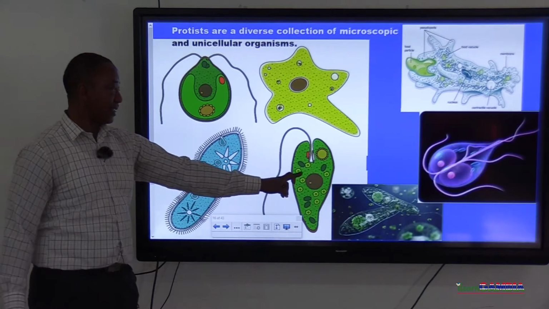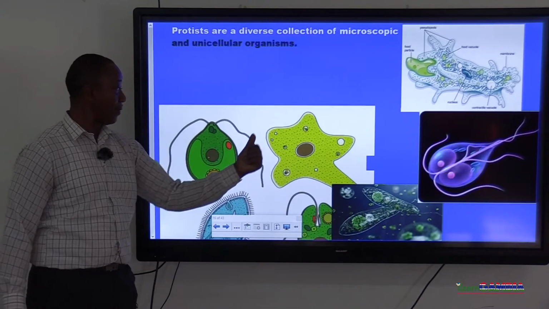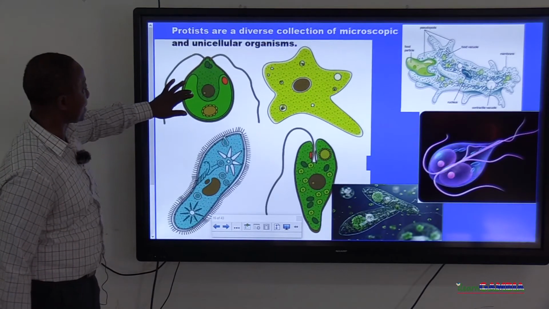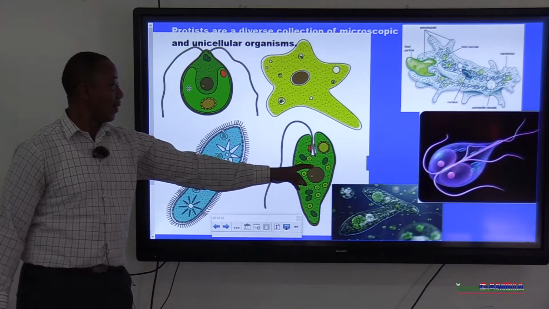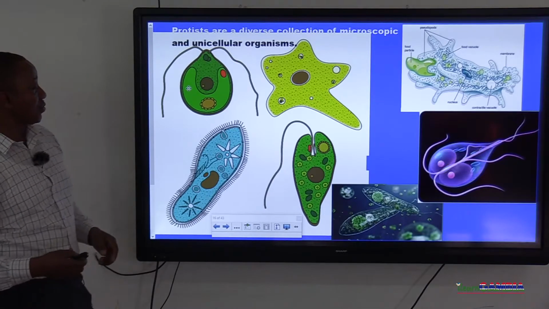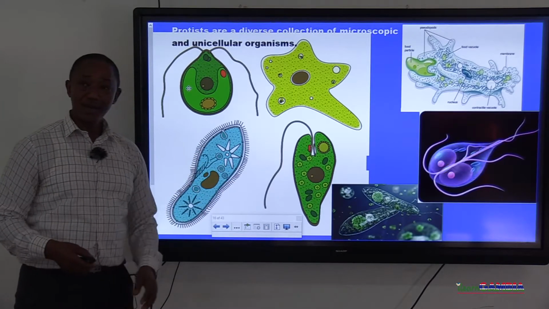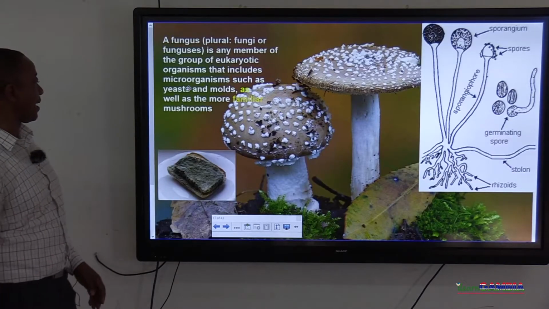But this one is very interesting because it has animal characteristics, like having a whip here so that it can move in water, and it's also able to digest or take in food and break it down. But also, in the absence of food, so long as there's sunlight, it's capable of making food for itself.